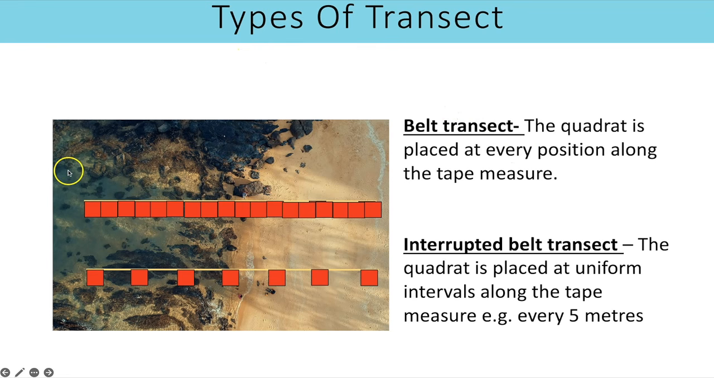And a belt transect is when you'd place a quadrat on the line. So it's always going to be a belt transect that you would use. But you could either do a belt or interrupted belt. And interrupted is when you place the quadrat at intervals. Belt is when you place it at every single position along your tape measure. And we'd usually use interrupted because it's more time efficient and you're not actually gaining necessarily any extra information if you're placing it every single position. You're better off spacing it out at a distance. That means you will capture where all the changes are occurring.